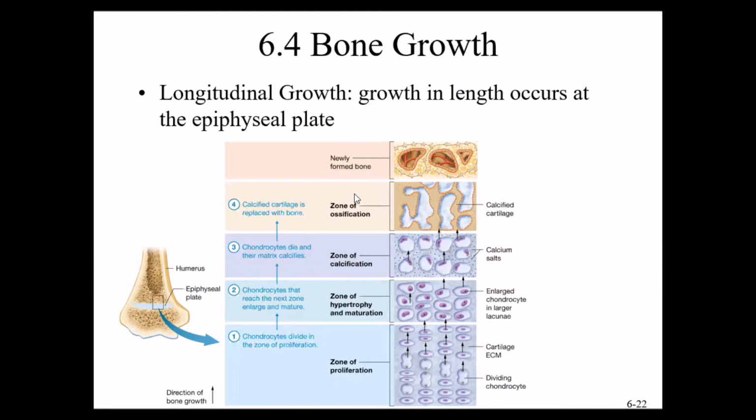The last zone is the zone of ossification. This zone is where you now have the osteocytes and osteoblasts, and they've deposited bone matrix around the bone cells. So this is where the cartilage is no longer there. It's now started to form true bone, or the ossification process is now complete.